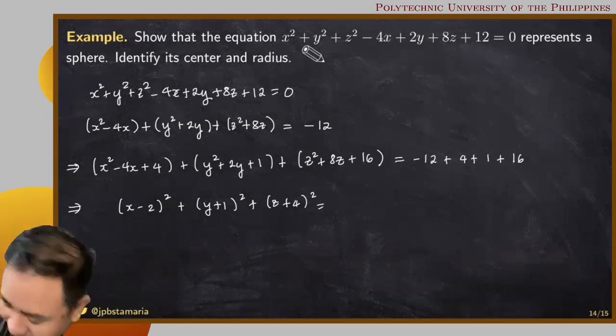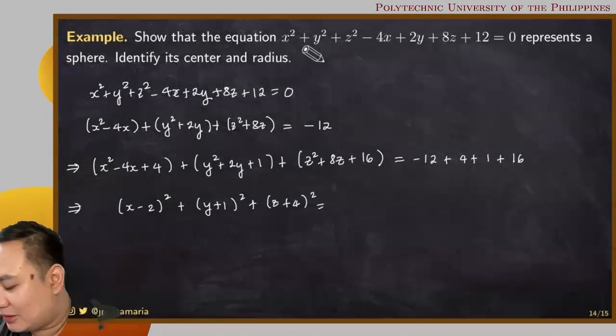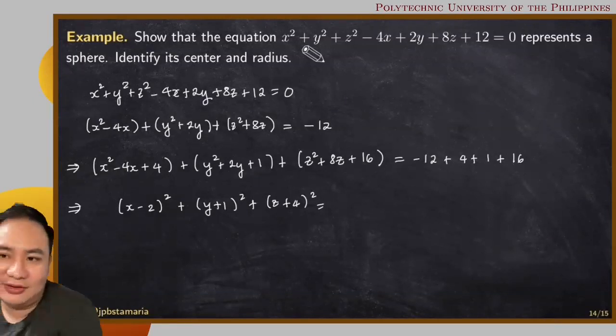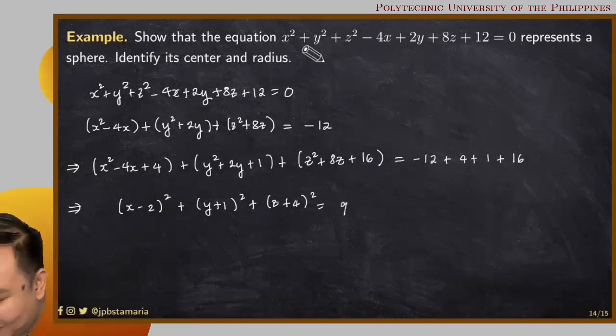Ang hirap naman. Itong ayoko sa math eh. Ano ba to? It's 9, sir. Negative 8 plus 1. Negative 7. Walang tiwala eh. No? Tama, correct. That's 9.